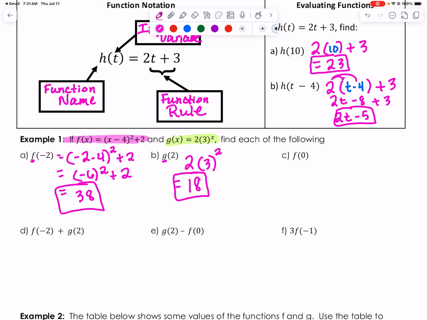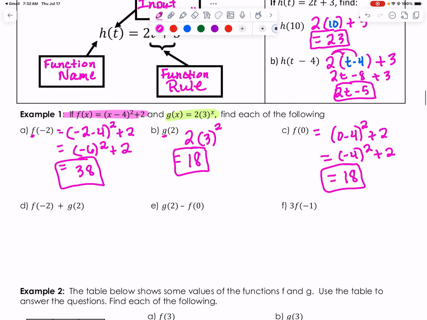Problem C, f of 0. So 0 minus 4 squared plus 2 would give us negative 4 squared plus 2. So negative 4 times negative 4 is 16. 16 plus 2 is 18.